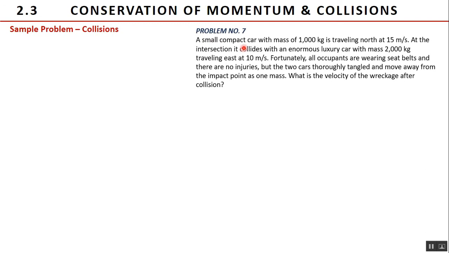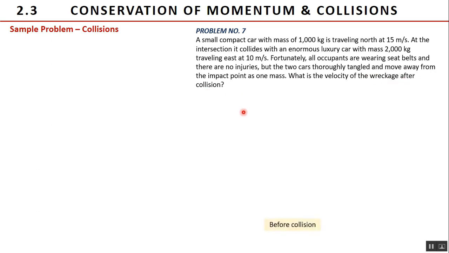A small compact car with a mass of 1,000 kilograms is traveling north at 15 meters per second. At the intersection, it collides with an enormous luxury car with a mass of 2,000 kilograms, traveling east at 10 meters per second. Fortunately, all occupants are wearing seat belts, and there are no injuries, but the 2 cars are thoroughly tangled and move away from the impact point as one mass. What is the velocity of the wreckage after collision?